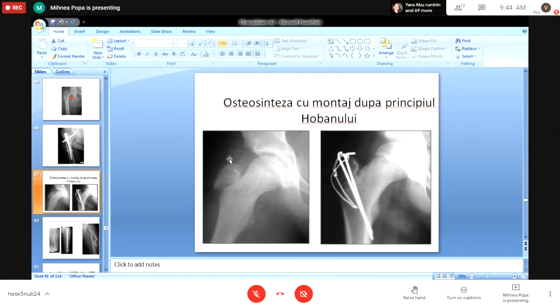We also can have fractures of the greater tuberosity, the greater trochanter of the femur. In these types of fractures, the Hobanage method that can be used, as I told you, in the olecranial region, for example, can be used in these types of fractures, again, with very good results.